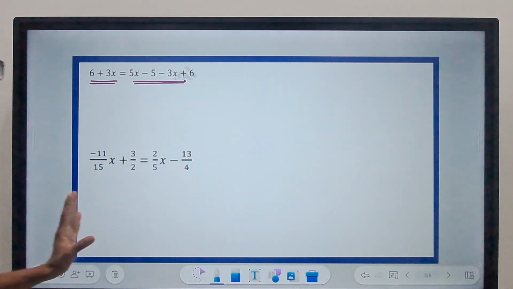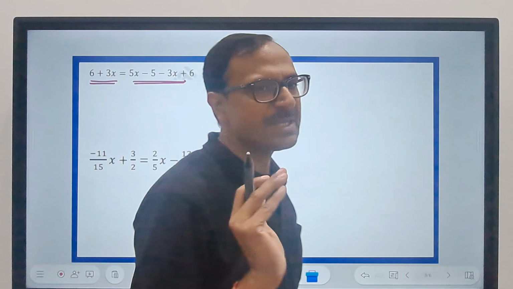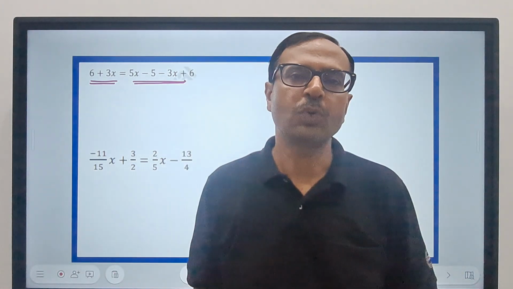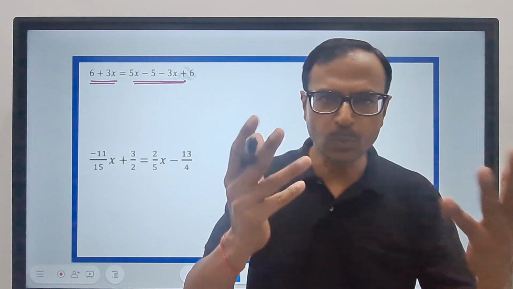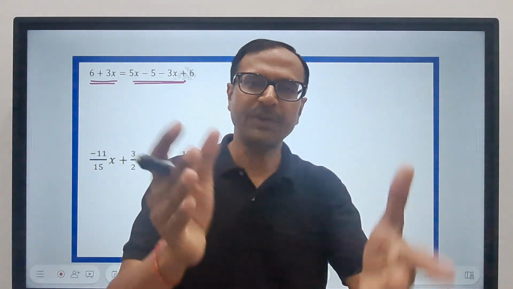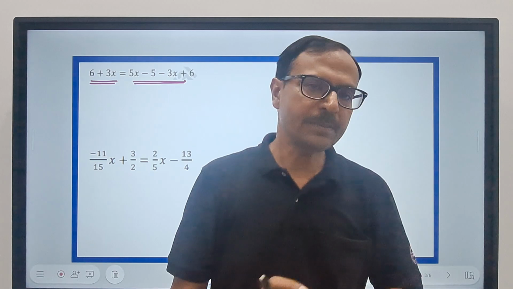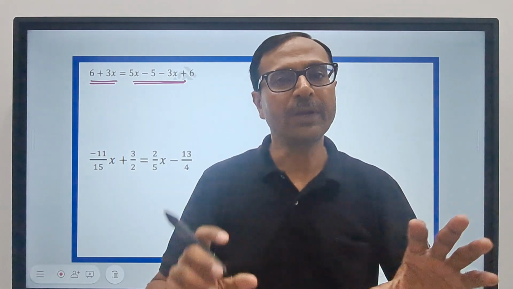So what we need to do in such cases is follow some basic steps. Students tend to take them lightly and therefore they commit so many errors. So let's have a rule settled in your mind. I will convert all the terms containing x to a single term on each side.